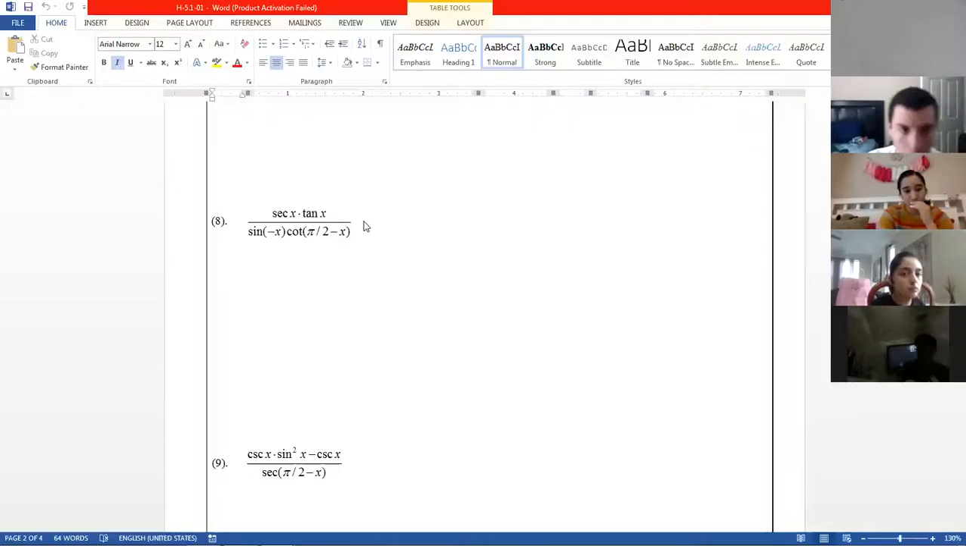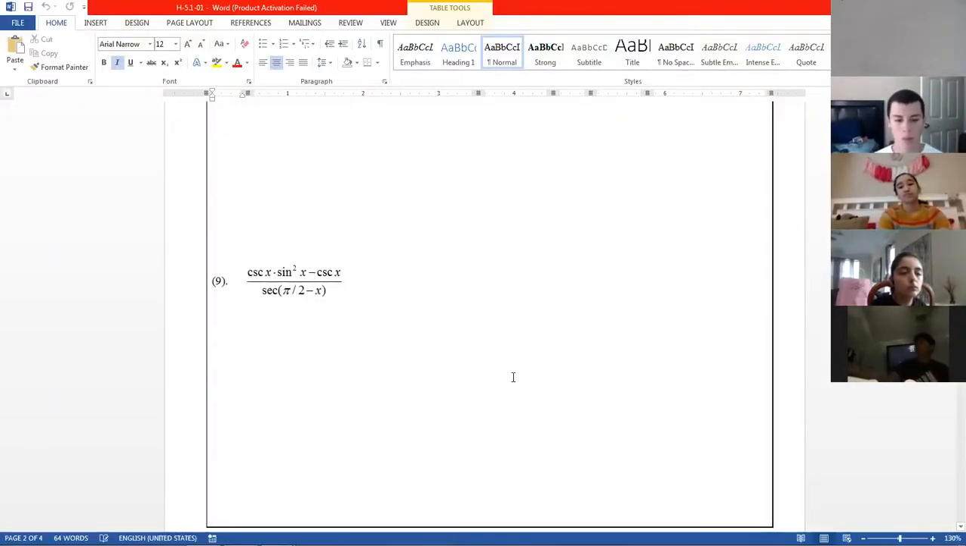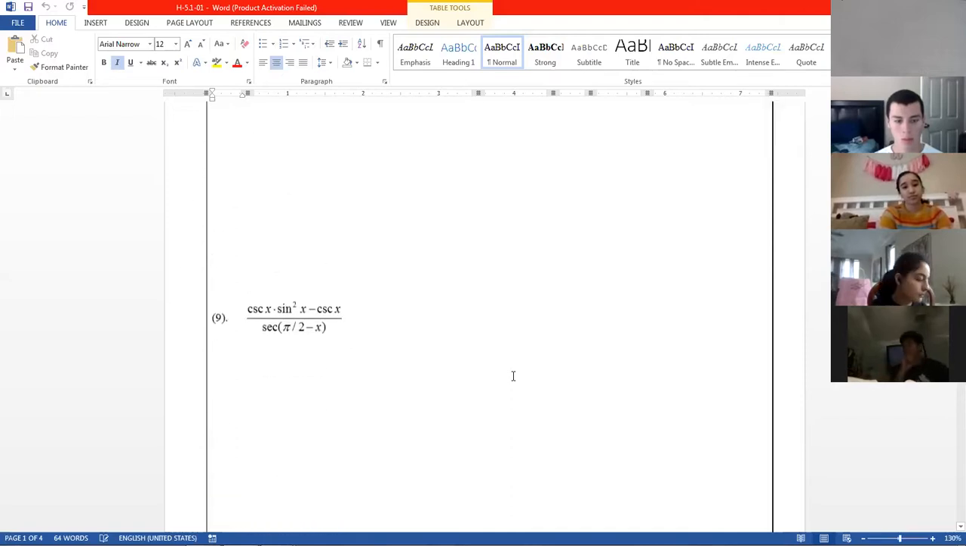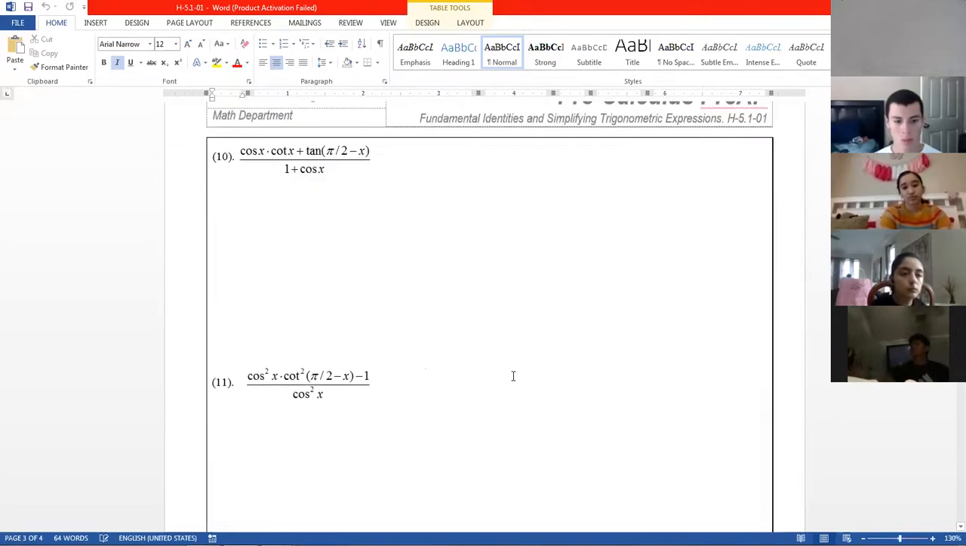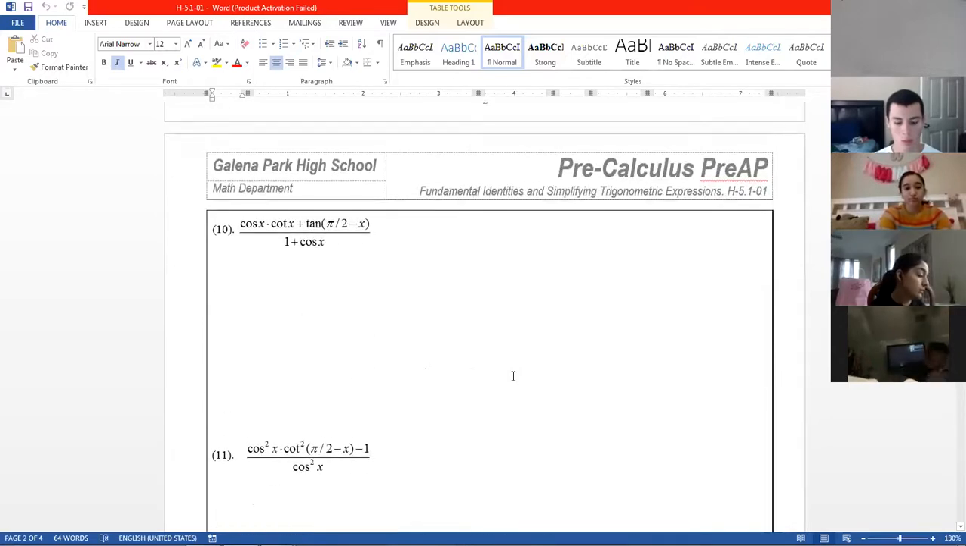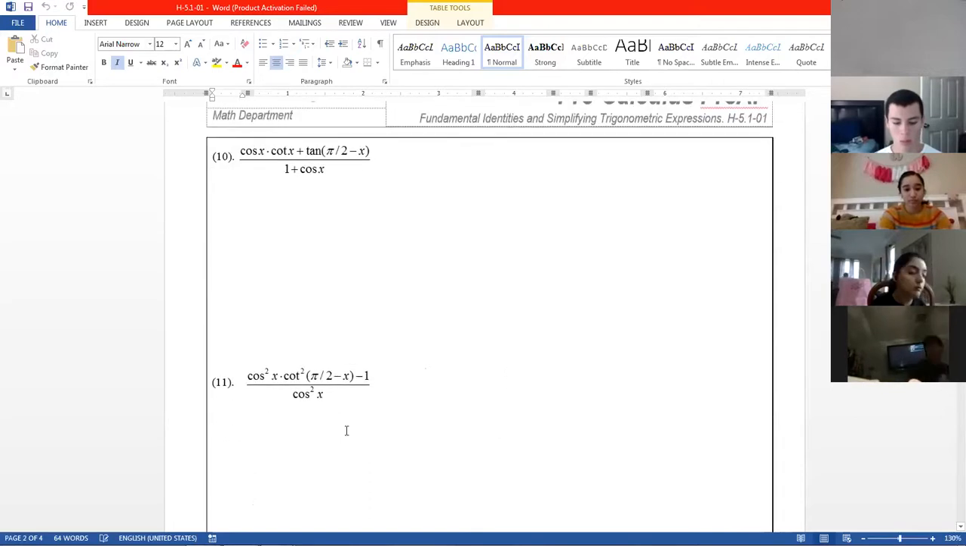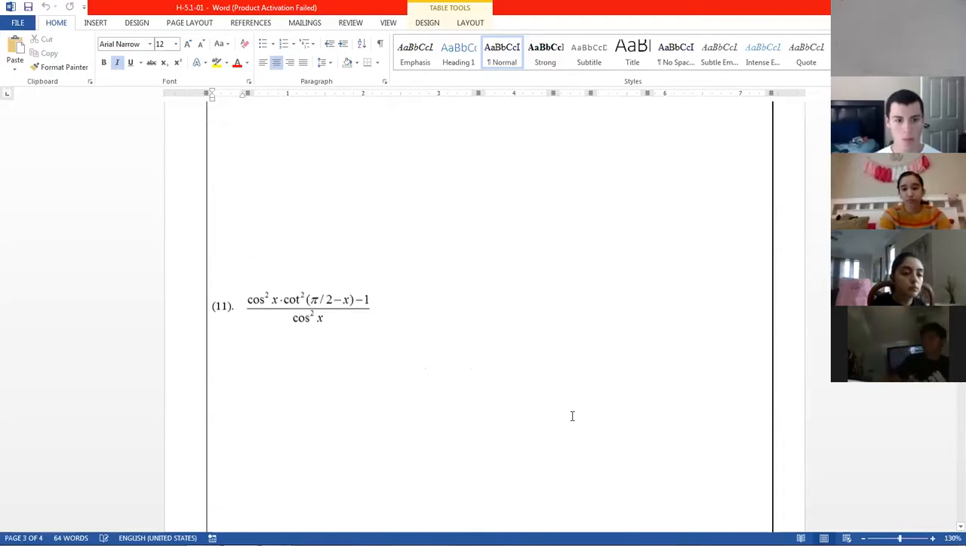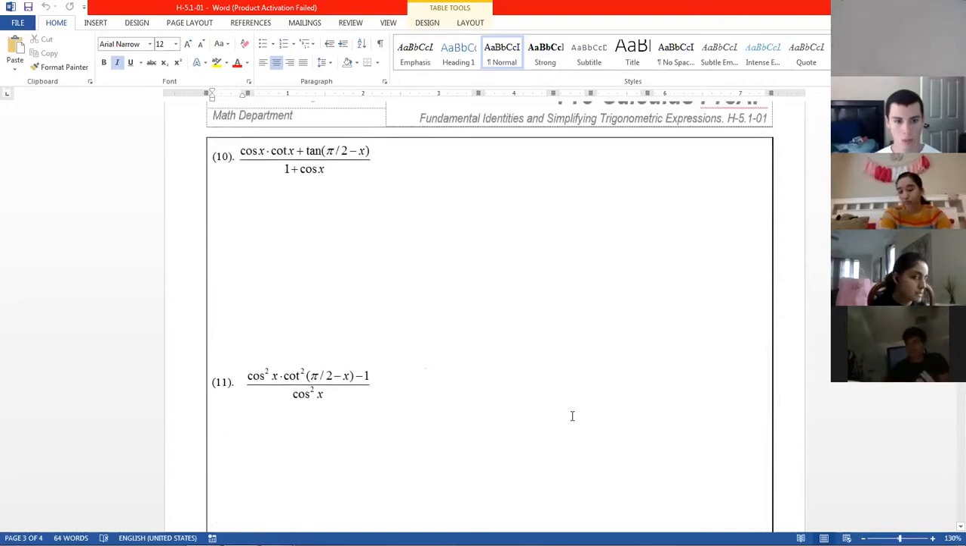Let's move now to the next problem, let's see, screen right here. So I solved this one. There is problem 9, there is problem 7. Okay, let's see the next page. In the next page, we have 3 that look scary. So cosine, cotangent plus tangent pi over 2, 1 plus cosine. This one, 10, 11, or 12. Which one? 10, 11, or 12? 10? Okay, 10.